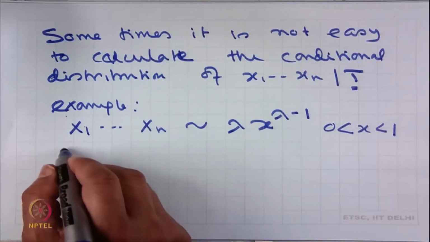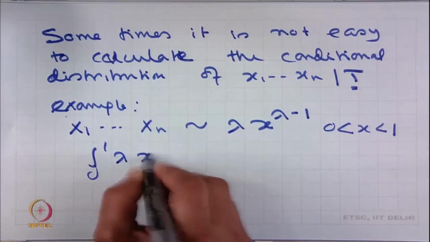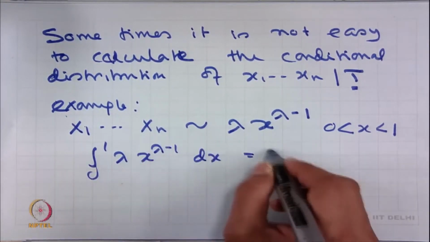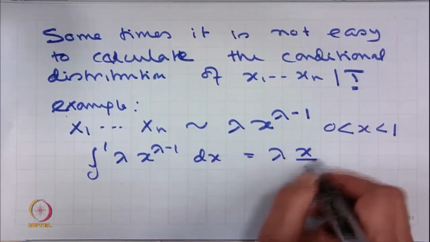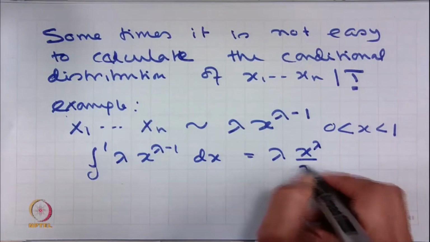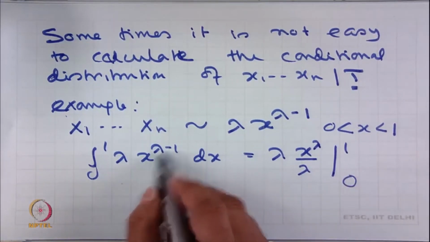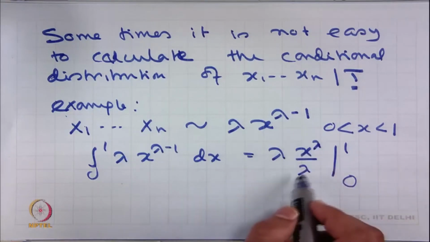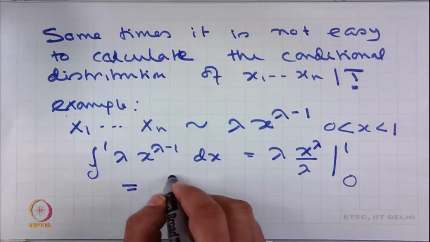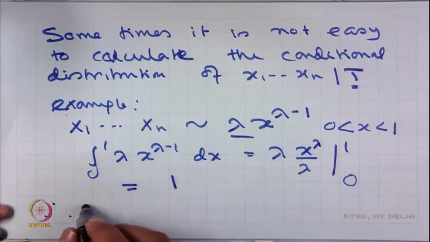Is it a density? Integration 0 to 1 lambda x to the power lambda minus 1 dx is equal to lambda times x to the power lambda upon lambda, from 0 to 1, which is equal to 1. Therefore, this is a valid PDF.